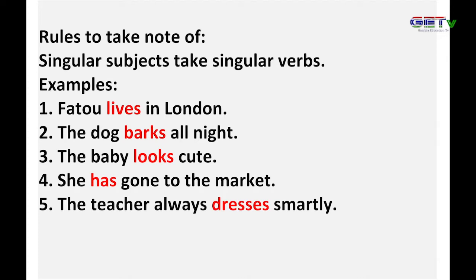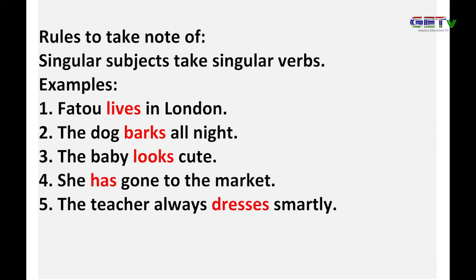We move on. Example 2, the dog barks all night. We look at the word dog, it's referring to one animal. And bark as a verb carries S, which makes it singular. It gives the agreement between the subject and the verb. The dog barks all night. Here the dog is referring to a single animal. And the verb that follows, barks, is singular because it carries the inflection S.